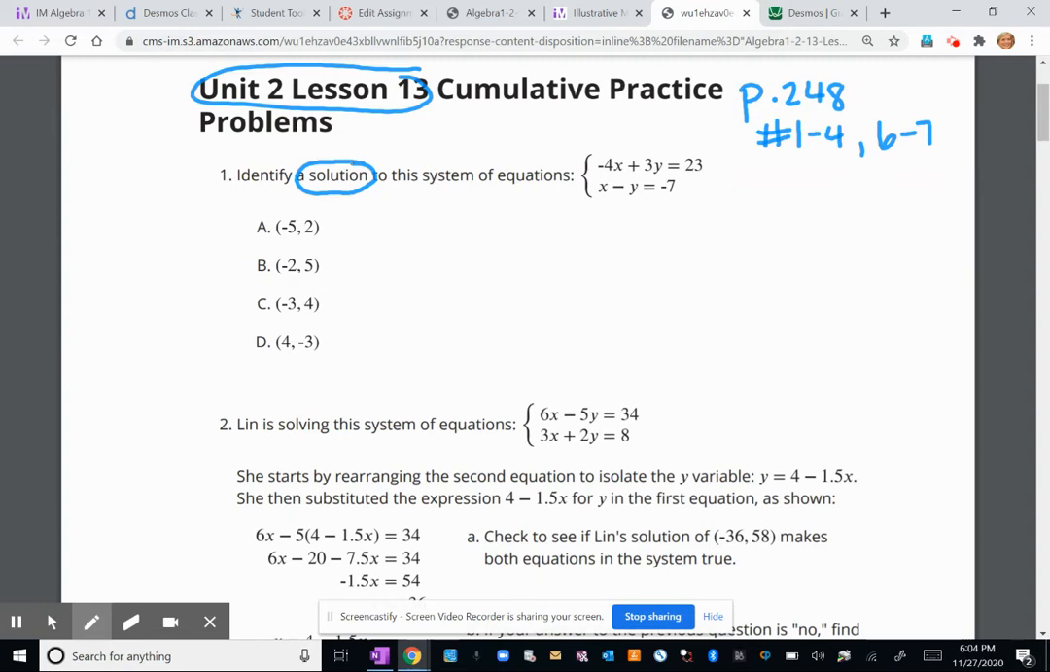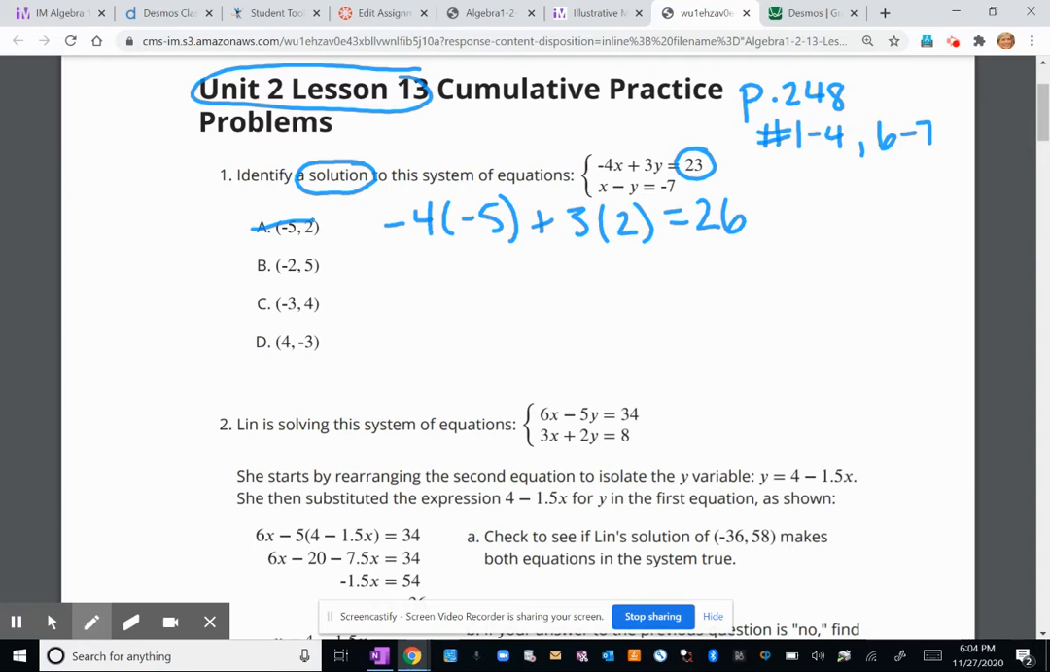So we'll go ahead and check for A: negative 4x, so negative 4 times negative 5, plus 3y, so plus 3 times 2. Well, that is equal to 26. So I already know that A, since it's supposed to be equal to 23, is not going to be a solution. So we'll check for B.